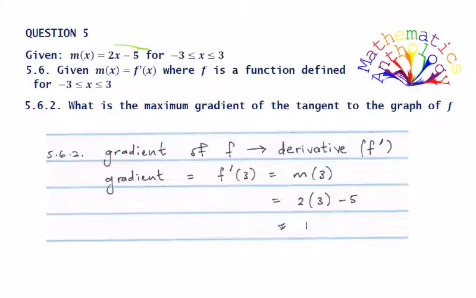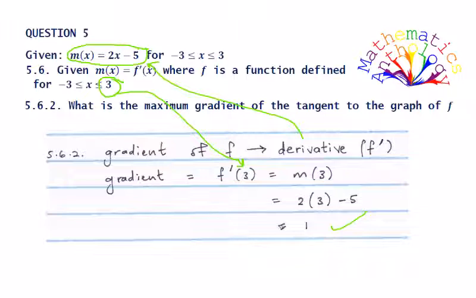Okay, again, 5.6, given m of x equals f prime of x, where f is a function defined for the same domain, what is the maximum gradient of the tangent to the graph of f? So the gradient of f is the same as the derivative of f, which is f prime. Now, we do know what the derivative is for the graph of f. It's the m of x equation that was given to us.